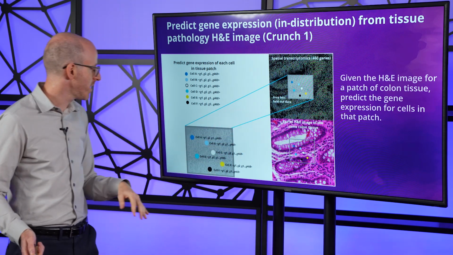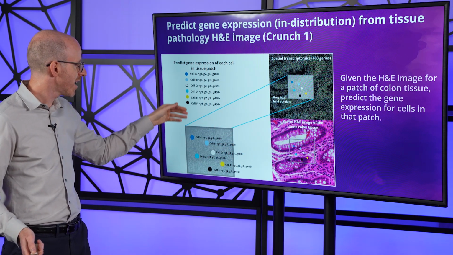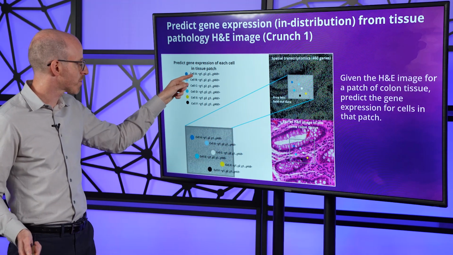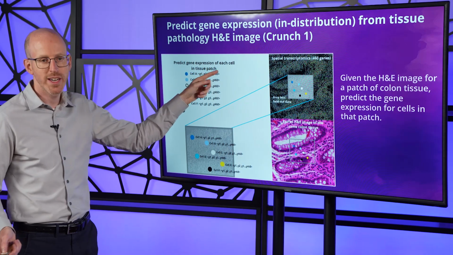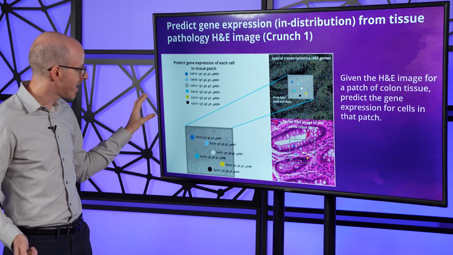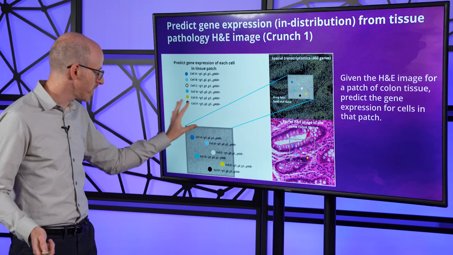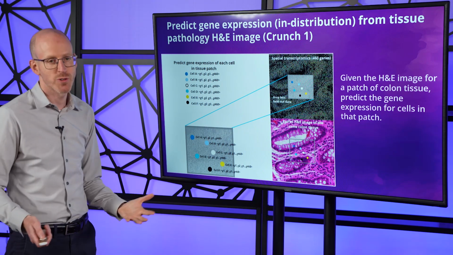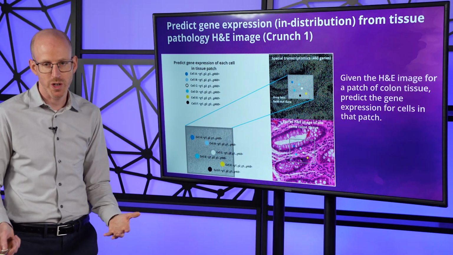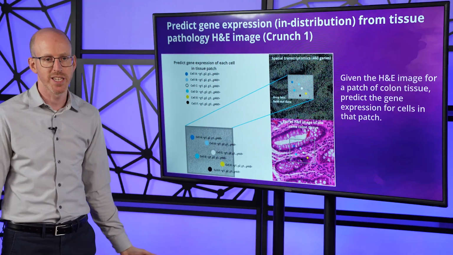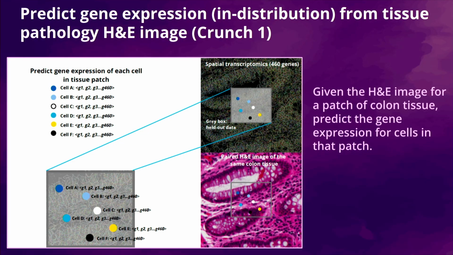So in this cartoon here, we have cells A through F, and we're going to ask you to predict the expression of gene 1, 2, 3, all the way to gene 460. And then we're going to see how well you do because we actually know the underlying ground truth because we've carried out the spatial transcriptomics experiment for this entire tissue. So again, starting with the H&E image, can you predict spatial transcriptomics data for all the cells in this held out tissue patch? So that's the first crunch.